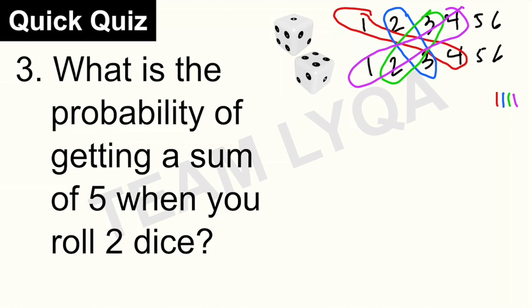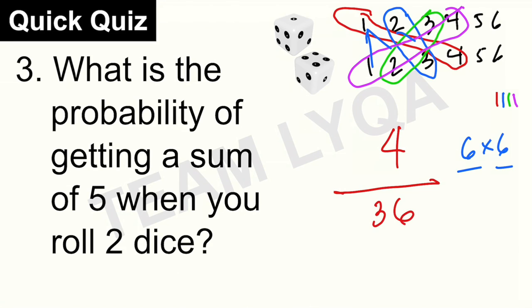So, ang fraction natin would be 4 over, and again, kung ilan yung posible na maging kombinasyon nila. So, that would be 6 times 6 kasi dalawang dice pa rin ang pinag-uusapan natin. So, that would be 4 over 36. Now, ito, pwede pa natin in lowest terms. Pareho naman silang divisible sa 4. So, di-divide ko lang siya sa 4. Pareho. Which will give me 1 over 9. So, the answer is 1 over 9.